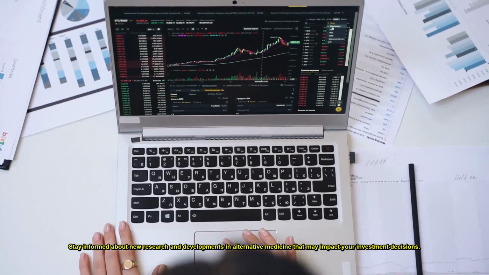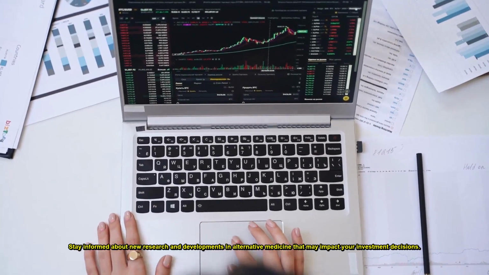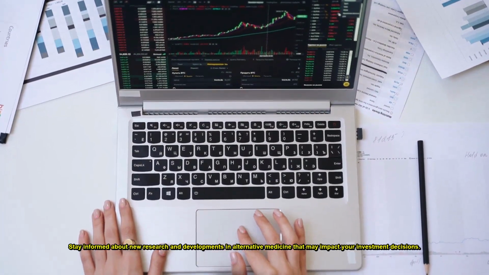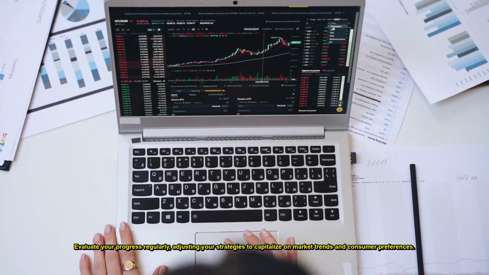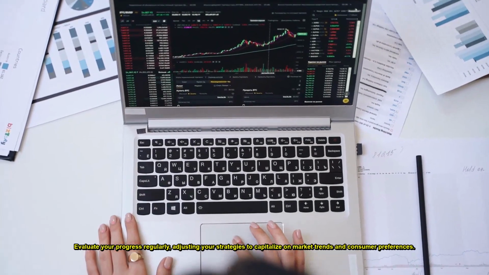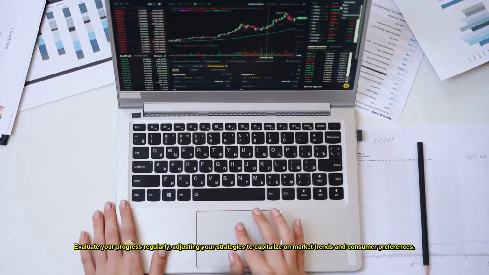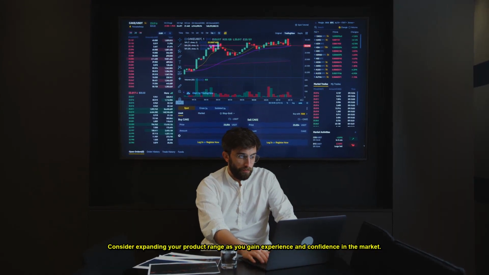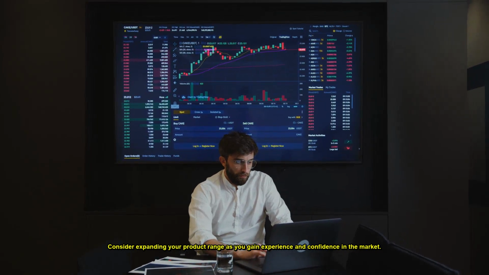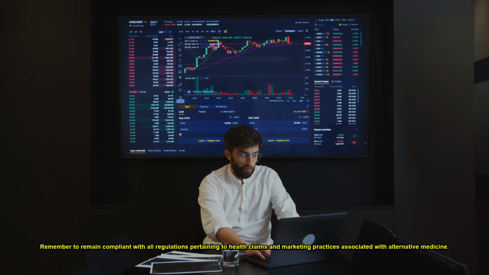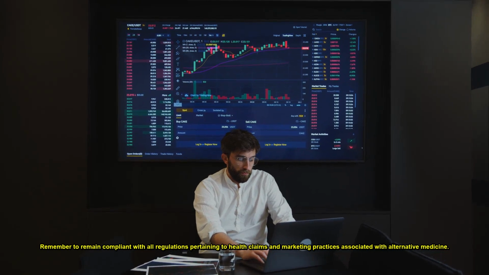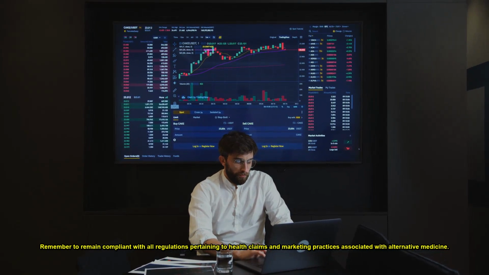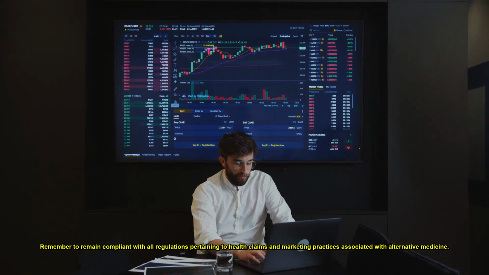Stay informed about new research and developments in alternative medicine that may impact your investment decisions. Evaluate your progress regularly, adjusting your strategies to capitalize on market trends and consumer preferences. Consider expanding your product range as you gain experience and confidence in the market. Remember to remain compliant with all regulations pertaining to health claims and marketing practices associated with alternative medicine.